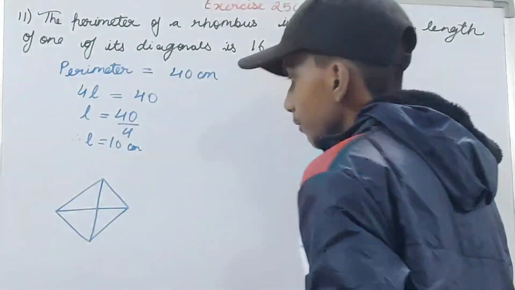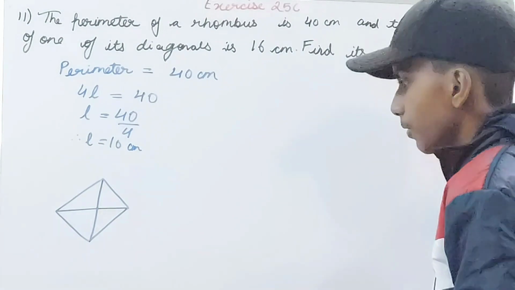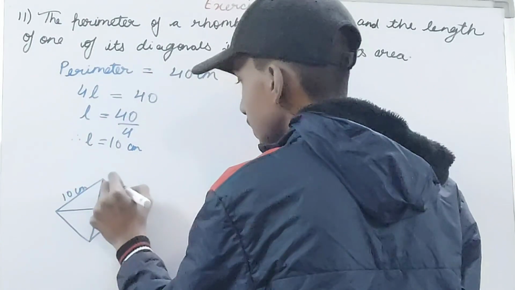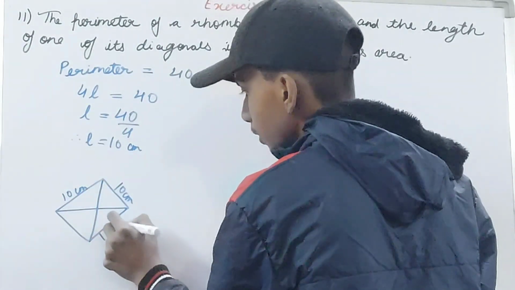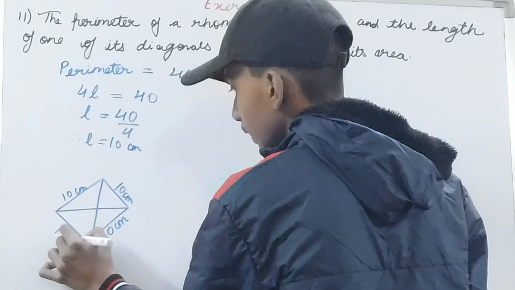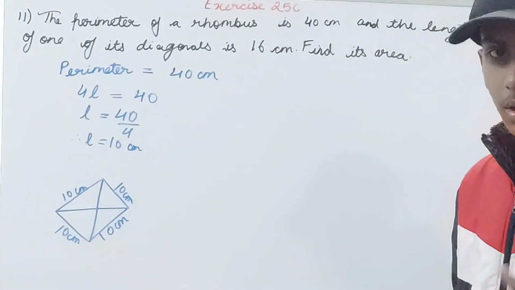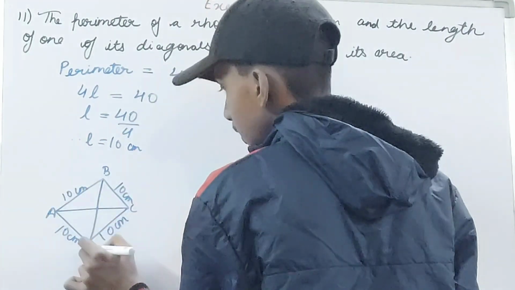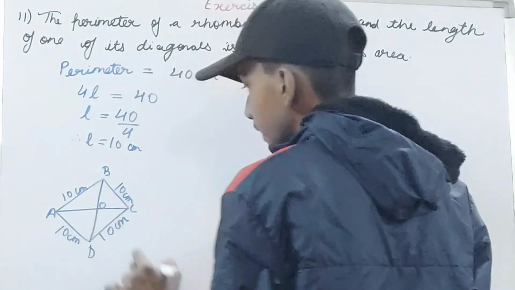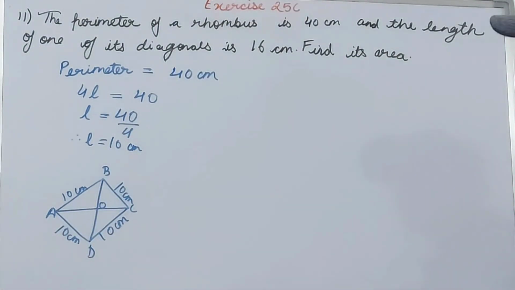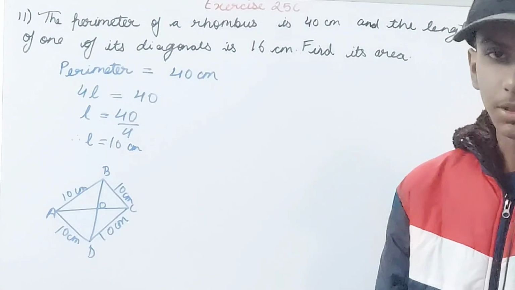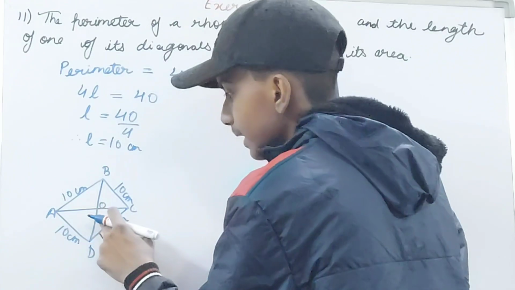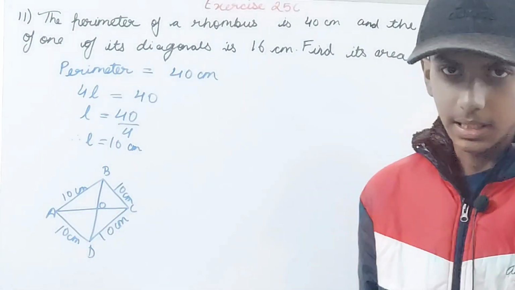Right, so you can see I've made a rhombus over here, and in this rhombus we know the length of each side as 10 centimeters. I am going to keep on writing down whatever I know. Let's also name this ABCD, and the intersection point as O. Then it says the length of one of its diagonals is 16 centimeters. What does this mean? This means that out of these two diagonals, any one diagonal is 16 centimeters.